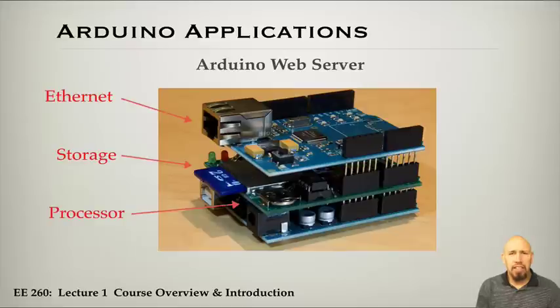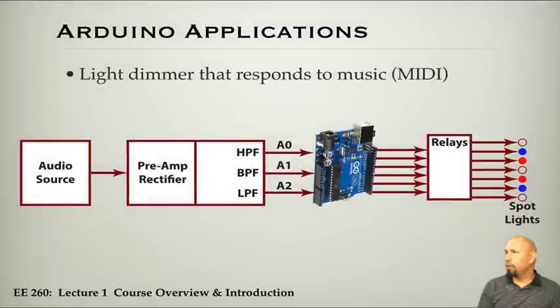Before, this kind of thing was unheard of, to have a web server this small. But here we have it. We can create an Arduino web server. We can, for example, have a light dimmer. We have, say, a bank of spotlights we want to control based on the music. So we have over here the audio source that goes through some signal processing and high pass, band pass, and low pass filters. And those each are used by the Arduino to control these lights through relays.